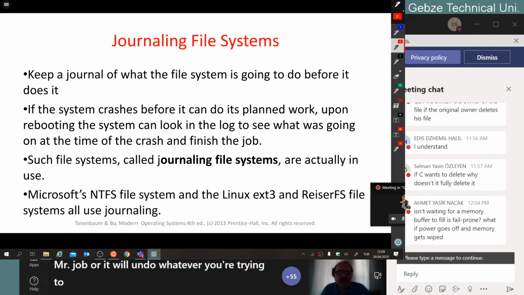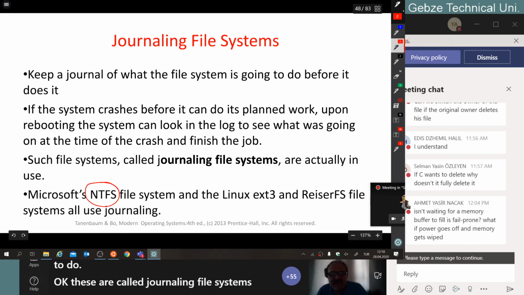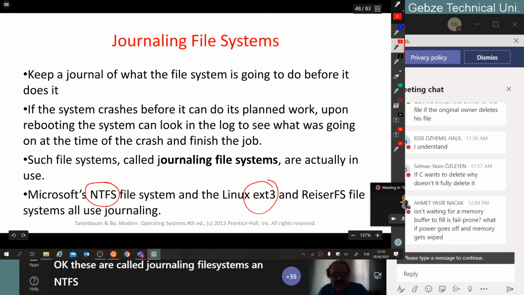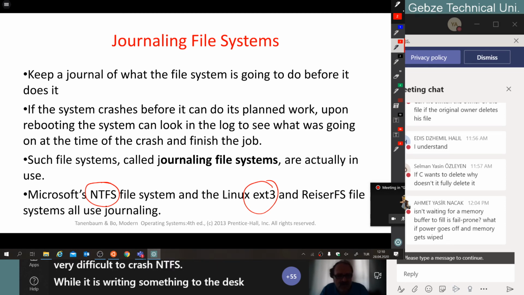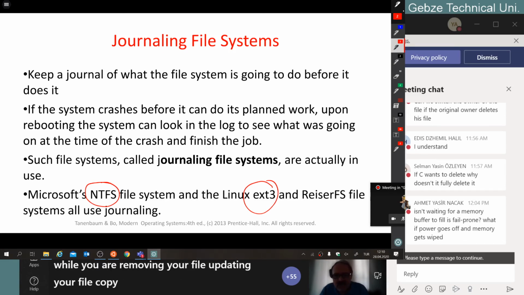Okay, these are called journaling file systems, and NTFS is such a system. Linux ext3 and the Resilient File System are also journaling file systems. It is very difficult to crash NTFS while it is writing something to the disk, while you are removing a file, updating a file, copying a file. You crash your system, and when you turn back on, you will see that your files are fine.